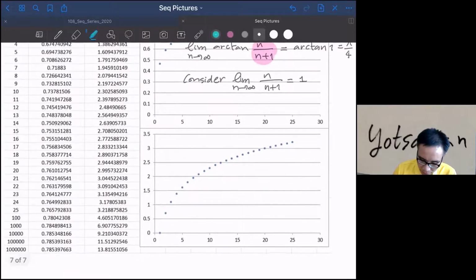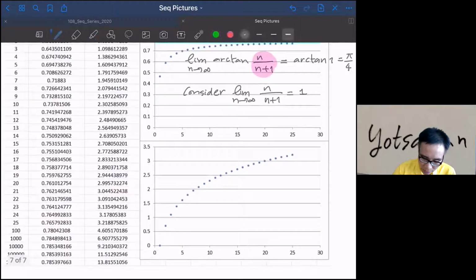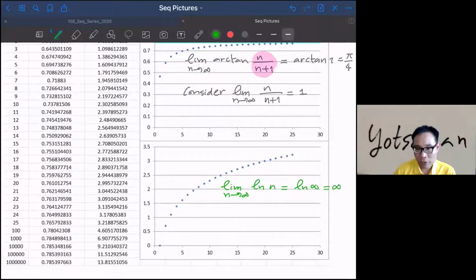One last thing, this one is the limit as n goes to infinity of log n. If you studied last semester, it's going to be log infinity, and log infinity is infinity. So it turns out to be no limit. The limit does not exist.